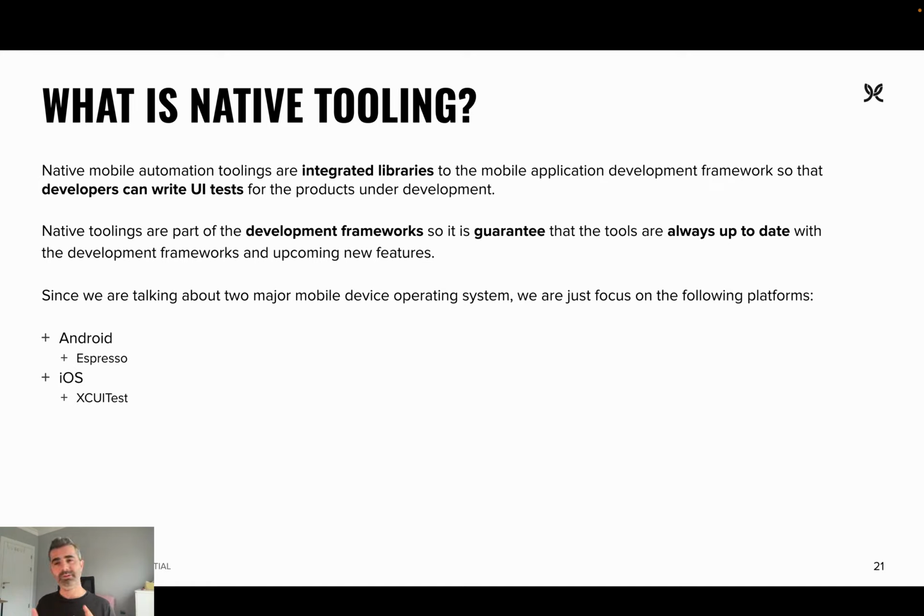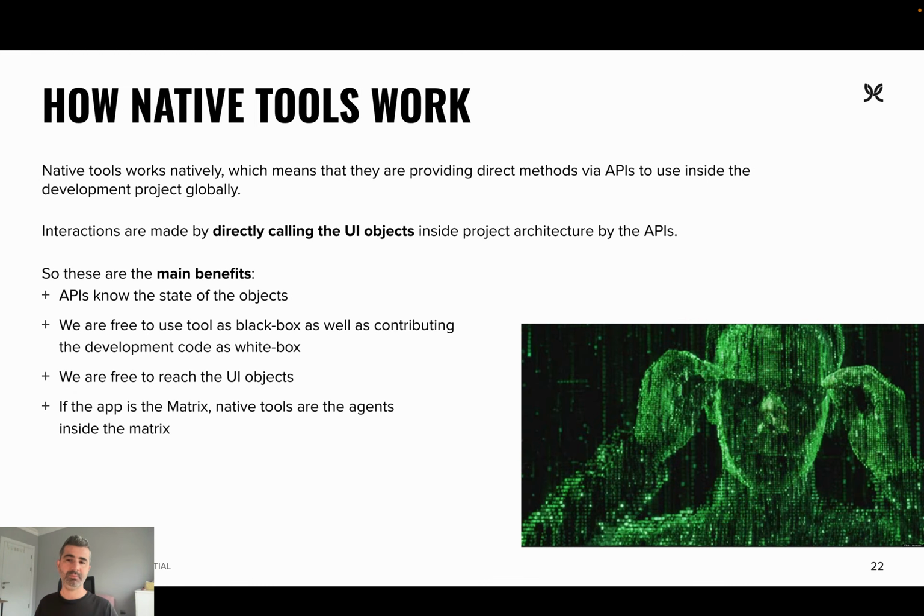So basically, a native solution comes with the development framework, so it is always guaranteed that every new feature is covered, and you can automate it easily with the native toolings, because Apple and Google give promises about this. So how do native toolings work?